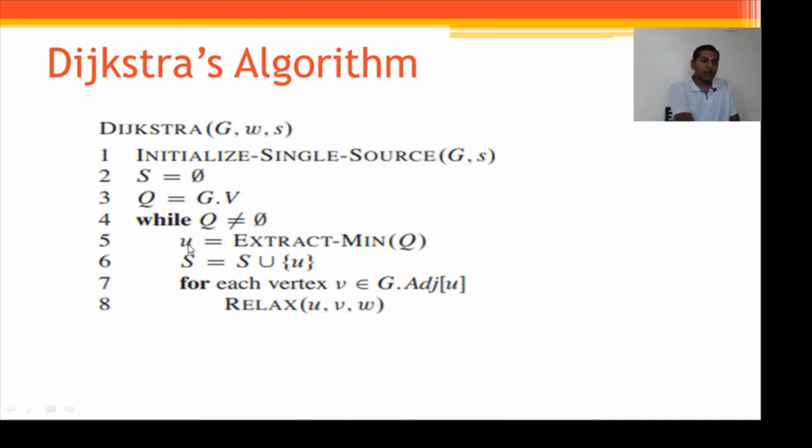Once the vertex with the minimum distance is selected, that will be inserted in a final output set, and we will relax all the adjacent vertices of that vertex which has been extracted from the queue. All the adjacent vertices of u, which are supposed to be v, are relaxed using the relax u v w function. This function will allow us to relax all the edges which are adjacent to u.